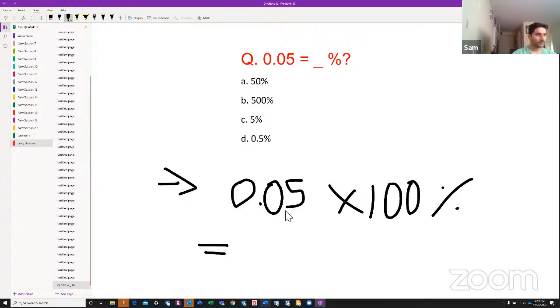Then we have 0.05 multiplying by 100, right? This is going to be 5 multiplying by 100. That is equal to 500.